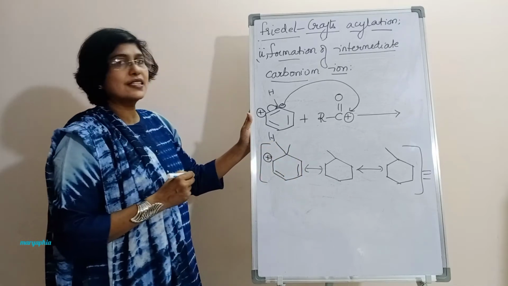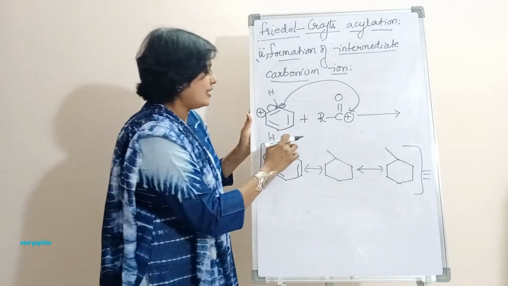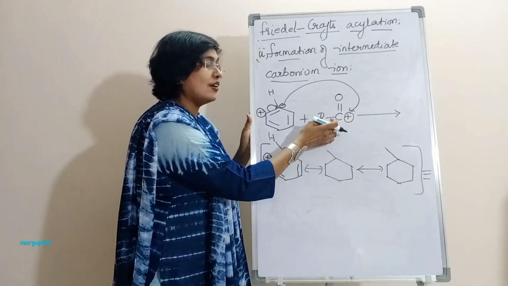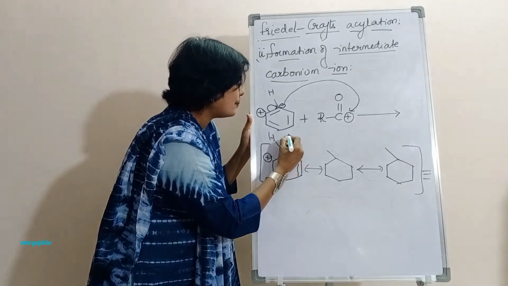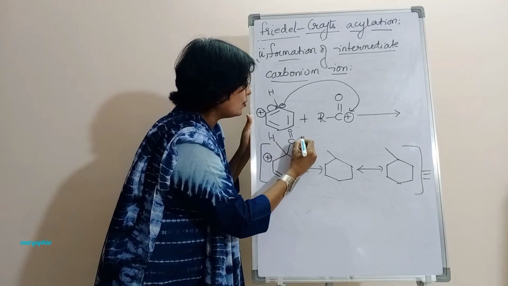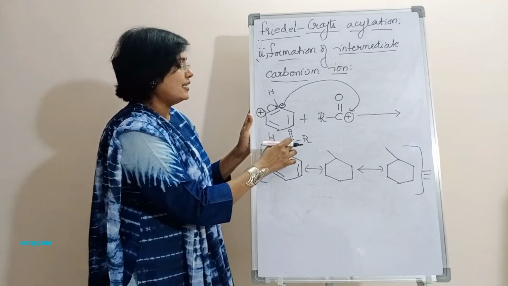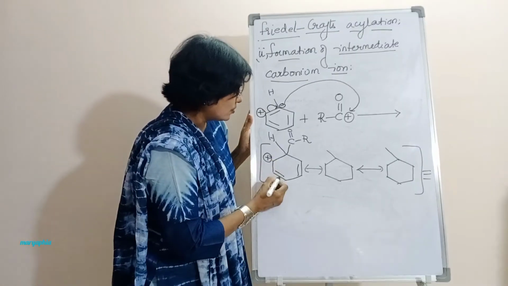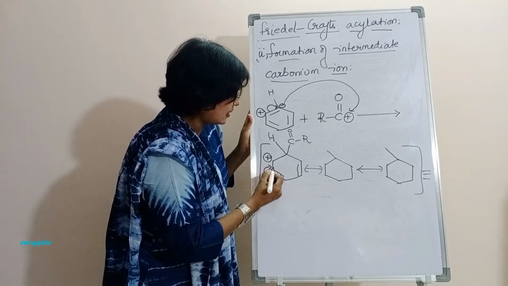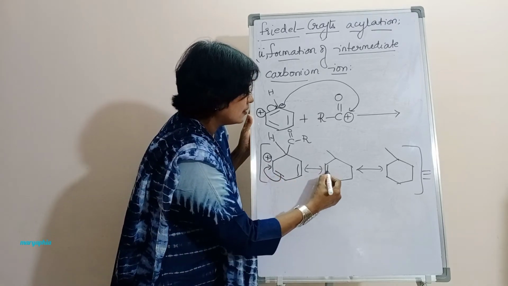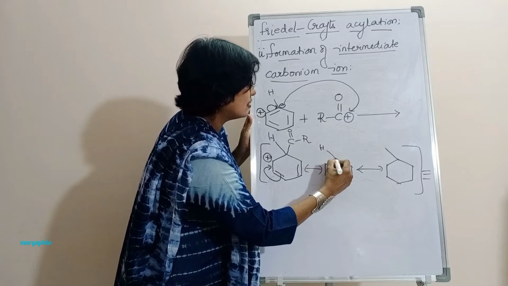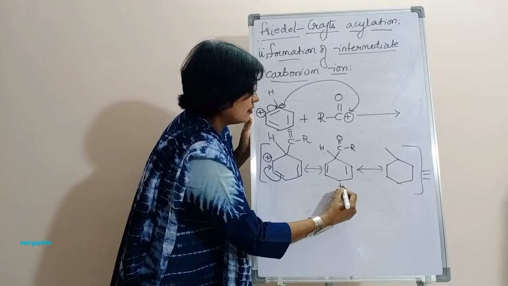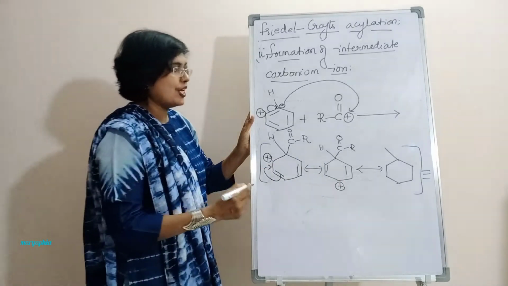Now, how will you attach the group here students? Will you write RCO plus? No. Here the positive charge is on carbon. So, carbon comes here, double bond O, R. If you write this side R and C double bond O, it will be wrong. Fine. Now, this positive charge will be shifted here. H, C double bond O, R. Here comes the positive charge.